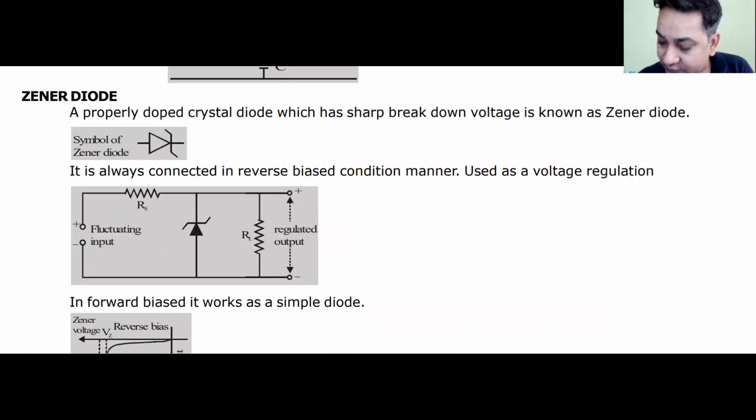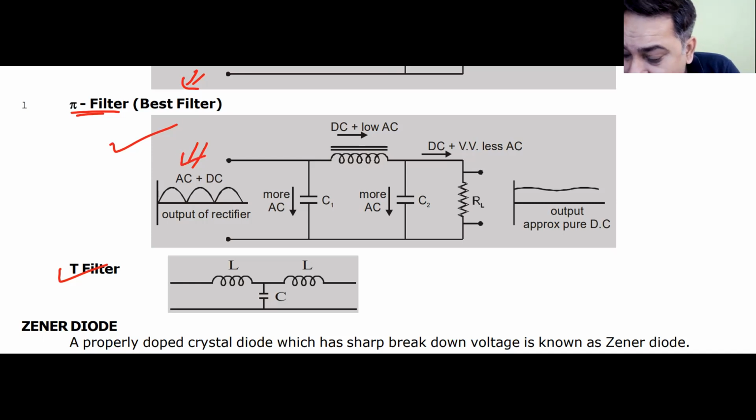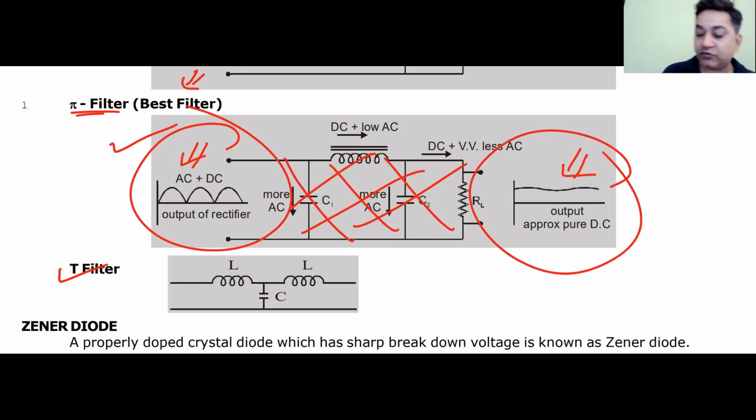This is a pi filter and a T filter. Do you see this pi filter, the best filter, and T filter? So remember, pi filter is the best filter. Yes or no? No one is going to ask you these complicated things, but you have to understand what is the input and what is the output. You don't have to understand this, maybe. Can you do that for me? Yes or no? Yes, sir. If you can do that for me in the next class, I will not be discussing this.